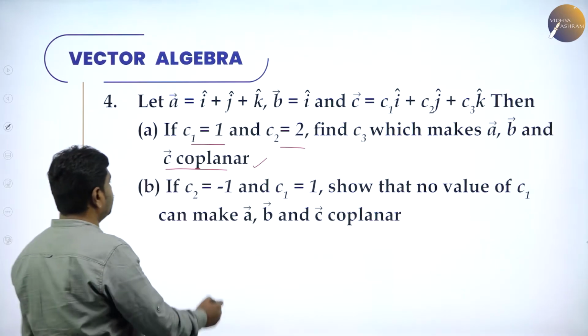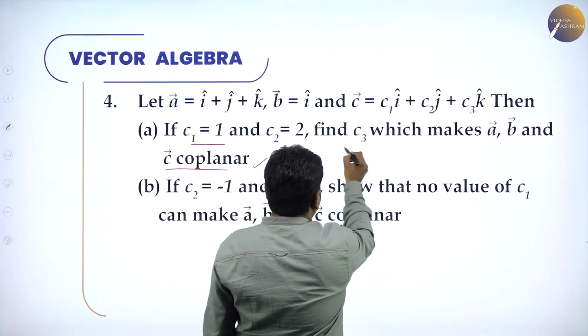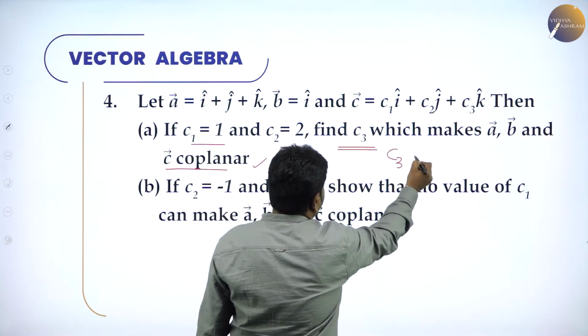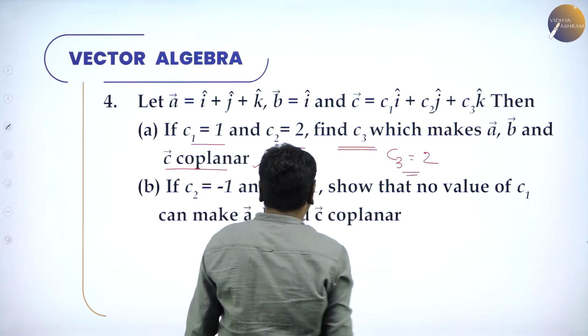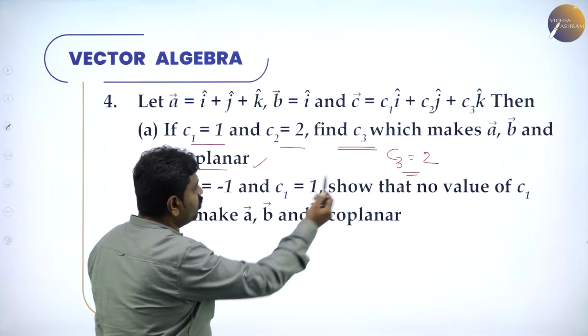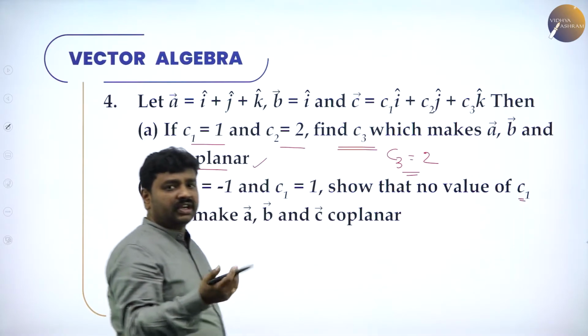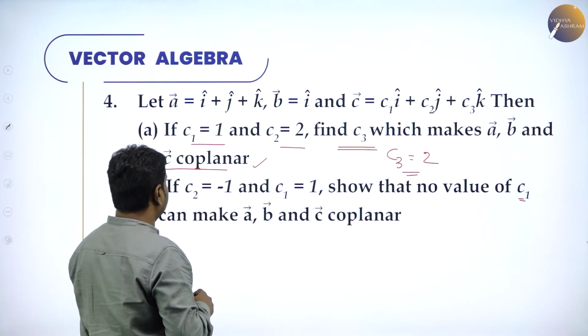So for the first part, we got the C3 value, which is what they wanted us to find. What is C3 we got? Exactly 2. And the second part: C1 is minus 1, C2 is 1, show that no value of C1 makes them coplanar. So if you take any value of C1, it will not make them coplanar. Now we will go to the next part, B.